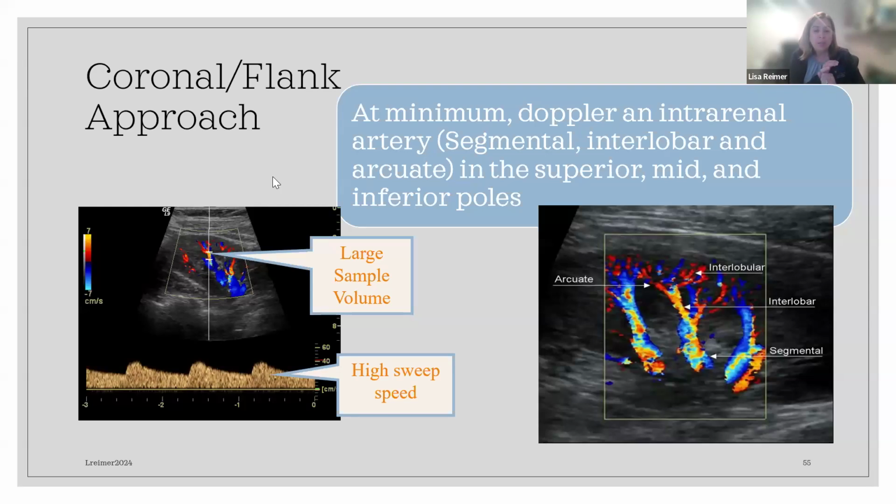You'll want to change a few things when you get over to the intrarenal portion. You'll want to be aware of how you can make your sample volume bigger. Usually when you're in Doppler, there will be an option that says sample volume or SV, and you just make that bigger. The gate will open up, and then you can adjust your sweep speed to really get a good look at those waveform characteristics.